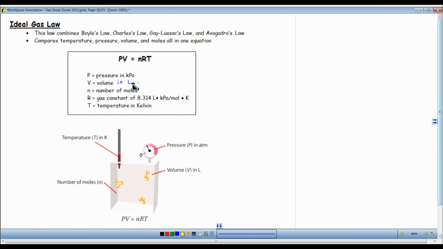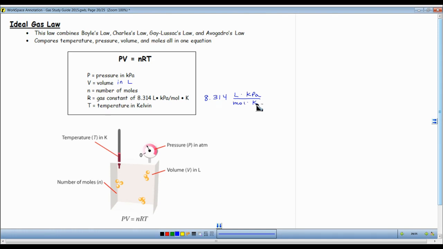N stands for number of moles. So we kind of looked at moles with that Avogadro's law. The number of particles is related to the volume. R is a gas constant. What? That's maybe the only one that's kind of weird. The gas constant: 8.314 liter kilopascal per mole Kelvin. Now, sometimes you might see it looking kind of like this: 8.314 liter kilopascal per mole Kelvin. And it really is a constant.